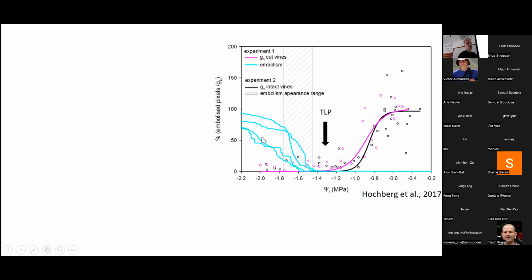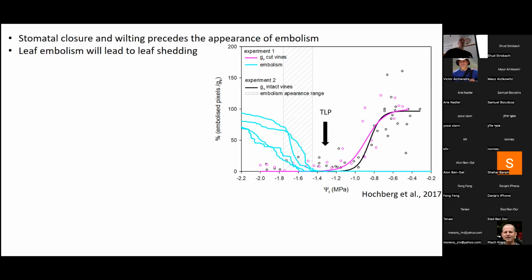And this is the vulnerability curve we constructed for grapevine leaves. Because we saw that first there's stomatal closure and wilting, and only then there's embolism. And we also found in that paper that if there is embolism, the leaves will generally be shed in grapevines. Because we don't see that in real vineyards, it's very rare to see wilting, it's very rare to see a large leaf shedding, we assume that there's no cavitation in vineyards, that it's not a common phenomenon, even when you give them water deficit, okay?